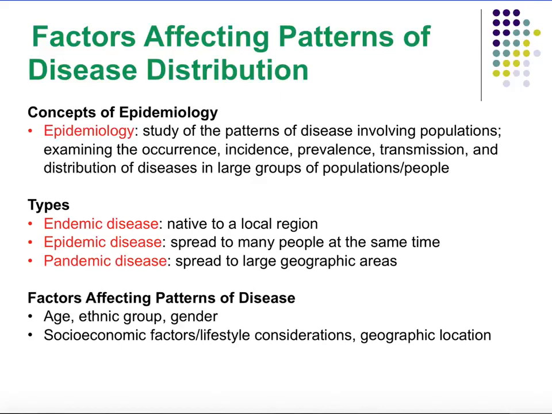So we can talk about types of disease. We have endemic, epidemic, and pandemic. So when a disease is at its endemic stage, that means it's native to a local region. Once it's starting to spread to many people at the same time, then we have an epidemic. And then if it starts to spread to large geographic areas, that's when we get into a pandemic. And there are also factors that affect patterns of disease. So again, age can play a role. Ethnic group, gender, socioeconomic factor, lifestyle, geographic location. These are all factors that can influence how a disease spreads.